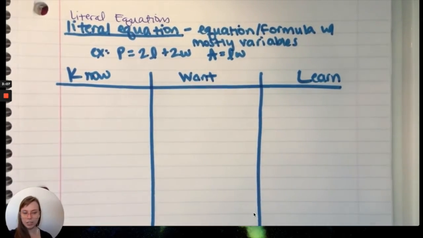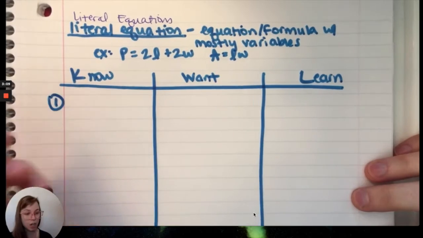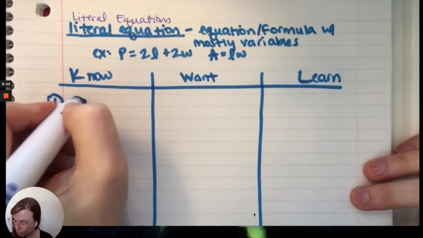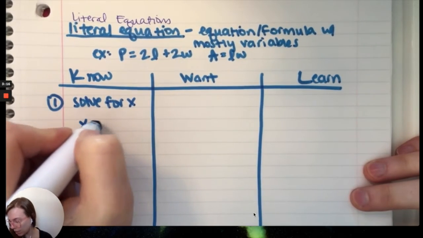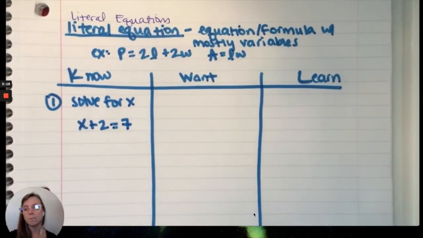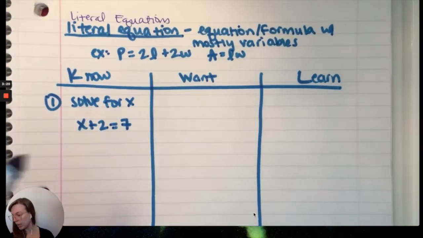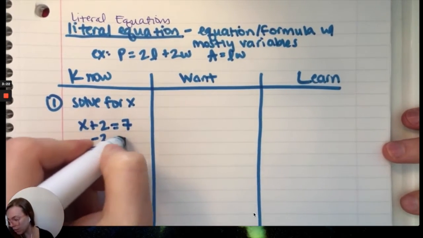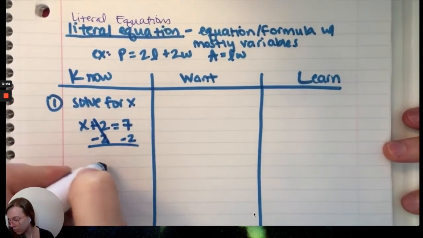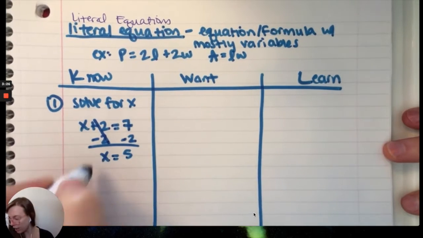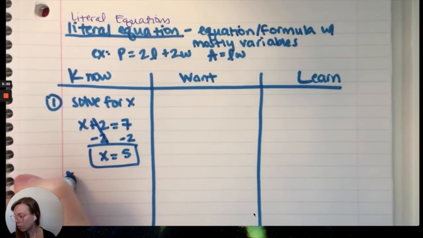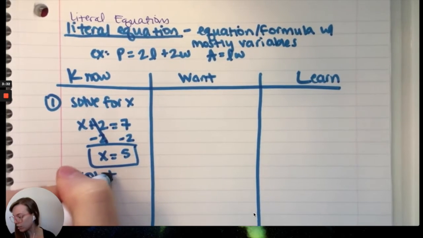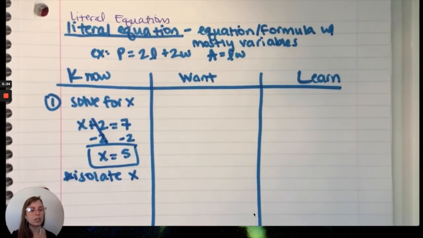So 2 things that we know. We know how to solve for x. So if we get x plus 2 equals 7, I want to make that 2 disappear, so I need to make it turn into a 0. So that turns into a 0. X equals 5. Woohoo! Our goal was to isolate x. Our goal was to isolate the x, or the variable in that sense.